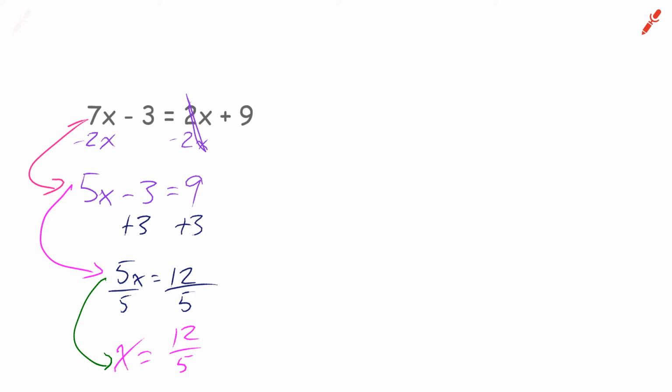Alright, so let's take a look. What you should have gotten is from here to here, I subtracted 2x. From here to here, it looks like I added 3. And from here to here, I divided by 5. Pretty basic, guys, but it does work out for us fairly well in the end.